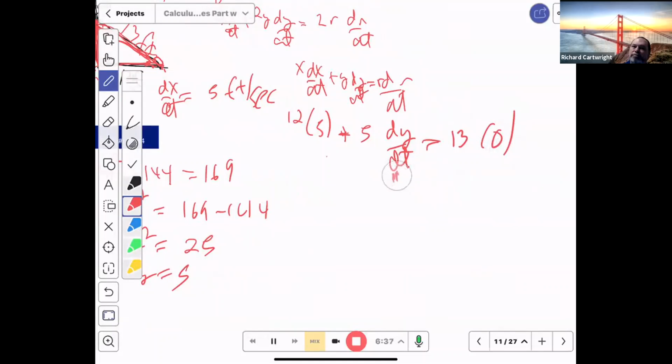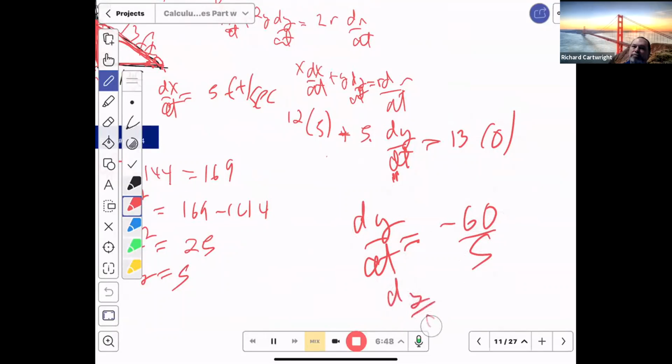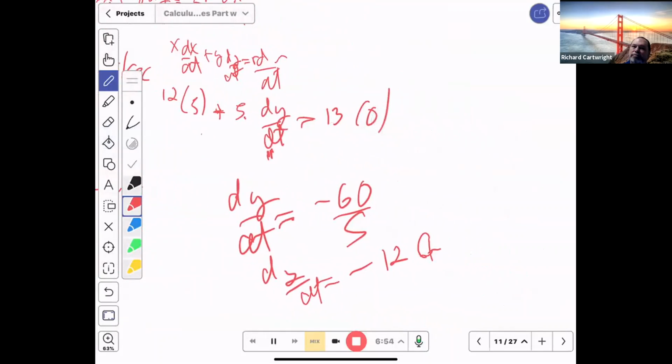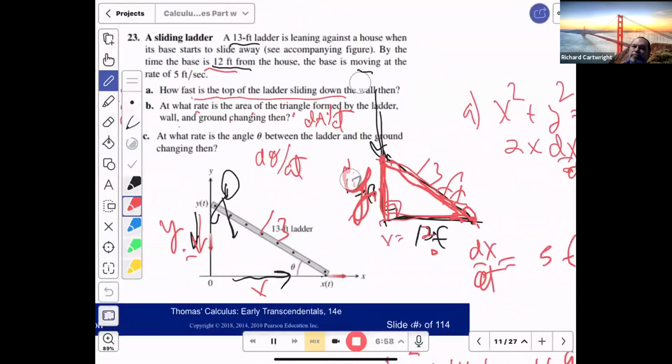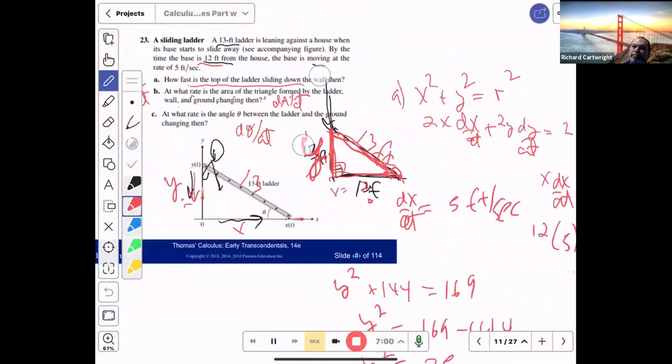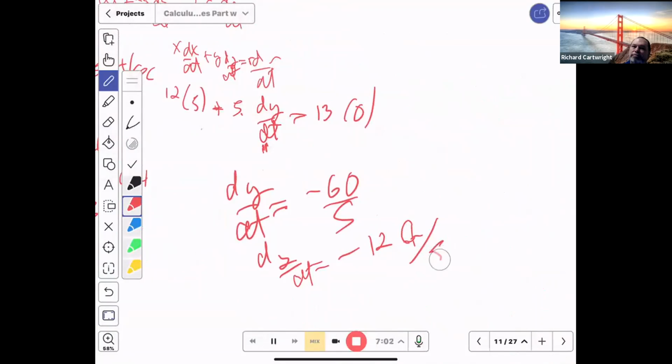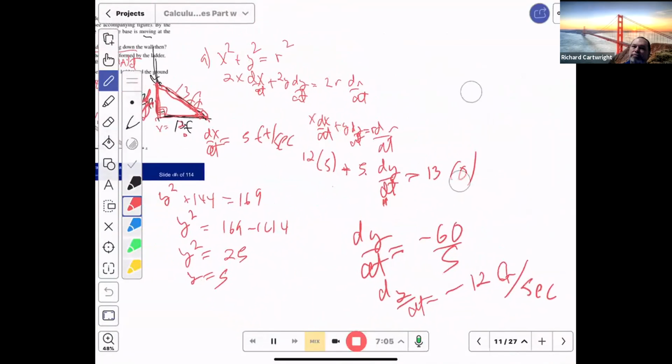I'm looking for dy/dt. So dy/dt must be negative 60, moving it to the other side, divided by 5. dy/dt, the answer for A, must be negative 12 feet per, what was his unit? What was he using for units? Feet per second. That's what dx/dt was. All right, there's A.